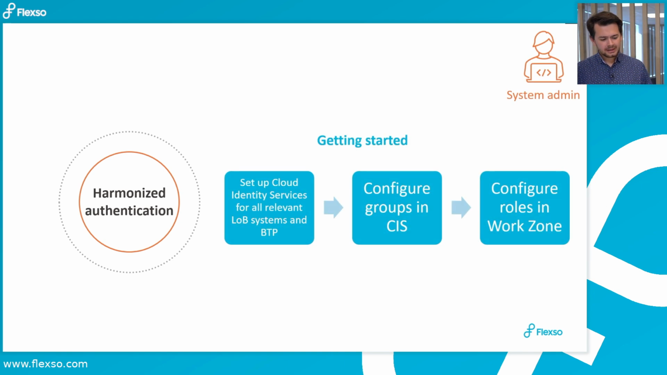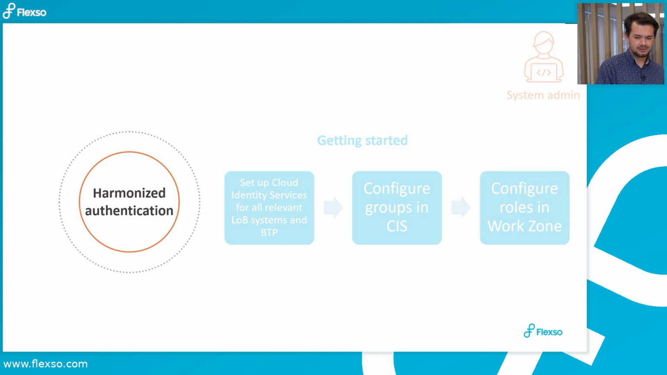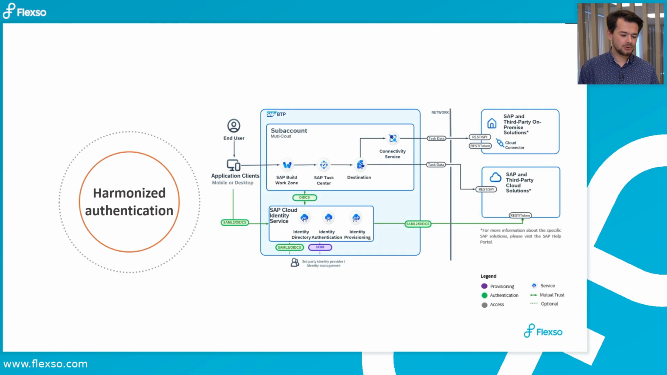Okay. So key here is the Cloud Identity Services, which you should see as a central authentication service from SAP. And the key here is to connect all your relevant systems with this authentication system. And I will show a diagram in a few seconds that explains this a bit more in detail. Next to that, you can start configuring groups, for example, in Cloud Identity Services, which you will then link to roles in Workzone and in BTP to easily grant the roles to the right people from one central platform, let's say. Okay. So how does Cloud Identity Services position in the landscape?